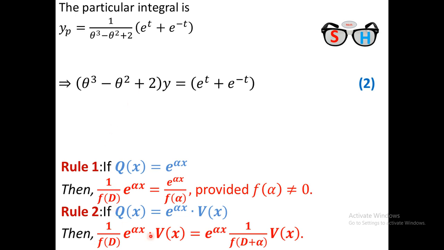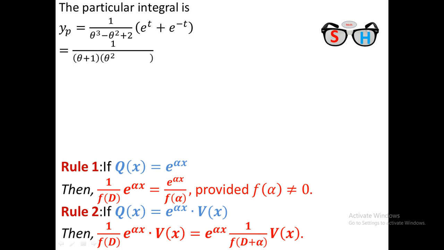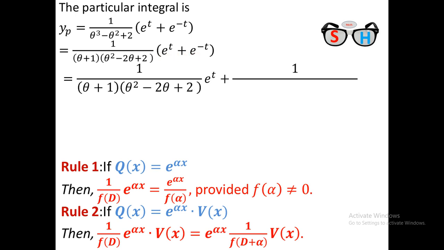Here I write down some formulas because I will use them later to find the particular integral. Now I factorize the denominator. This will be theta plus 1 into theta square minus 2 theta plus 2. This is the same as the auxiliary equation. Now I operate that on e to the power t as well as e to the power minus t. At first I apply it on e to the power t and then on e to the power minus t. Now you see that at first I suggest you use rule 1 here, because Q(x) is e to the power t, it is of the form e to the power alpha x. Here alpha is 1 and here alpha is minus 1.